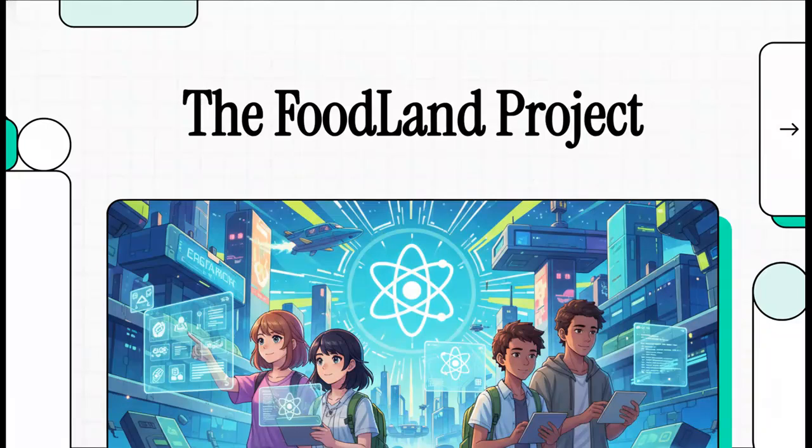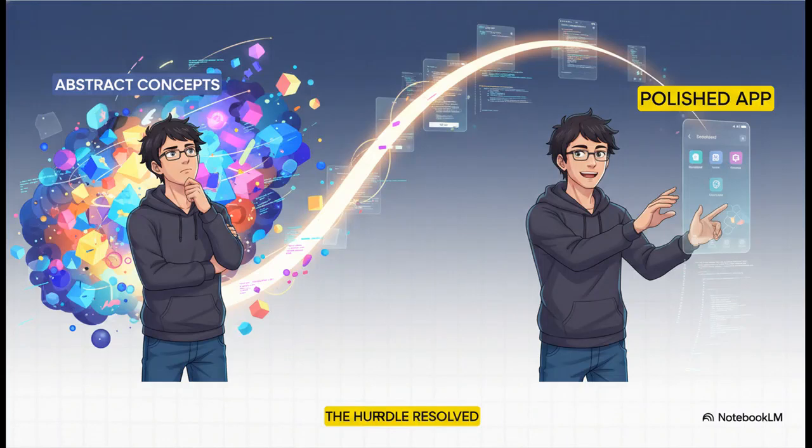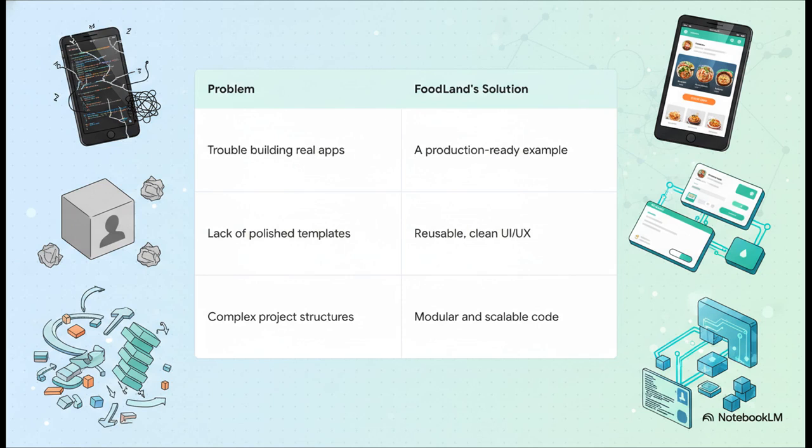So you know the React theory, but turning it into a real product, that's the tricky part. Yeah, a lot of developers get stuck right here. Let's break down why that is. It's this classic hurdle, right? Going from concepts to a polished, deployable app. Well, the FoodLand project was designed to solve these exact problems.